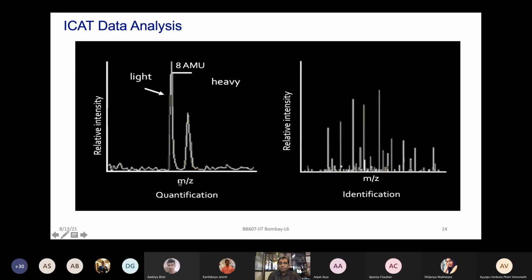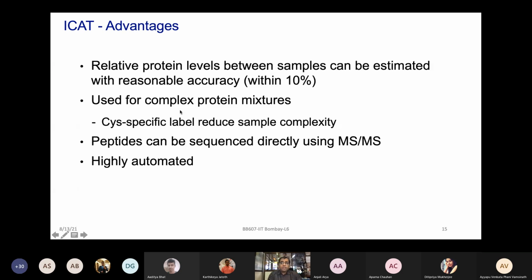So you have one set of samples labeled with light form, another set of samples labeled with the heavy form, and you will see 8 atomic mass unit difference between those two. You're also generating MSMS spectra from that, so protein identification could also be performed. So this was actually a quite attractive approach, as you can understand. Without processing your sample by running on the gel, directly you are labeling your entire proteome sample of control versus disease conditions, mixing them together, running them in the mass spec, and not only are you able to quantify some proteins with confidence, but also you are able to identify every single protein, whatever you quantify.